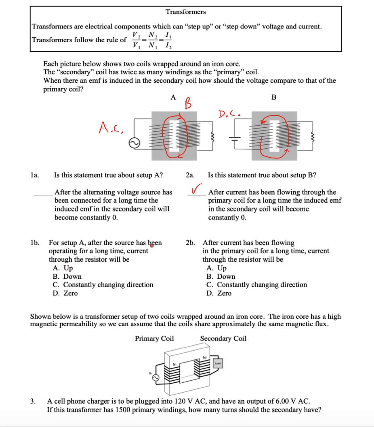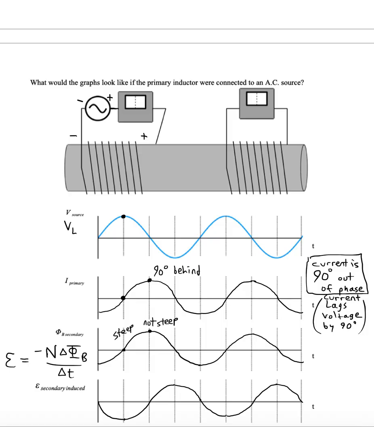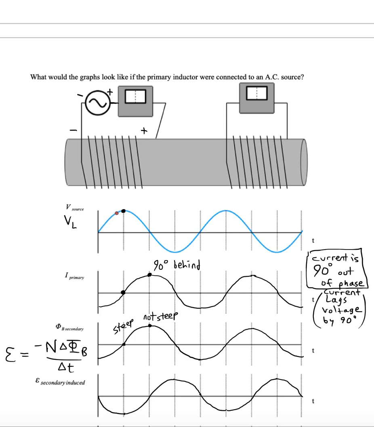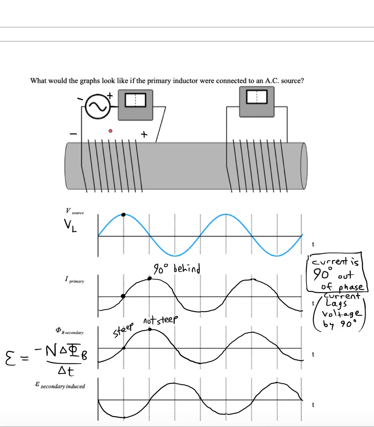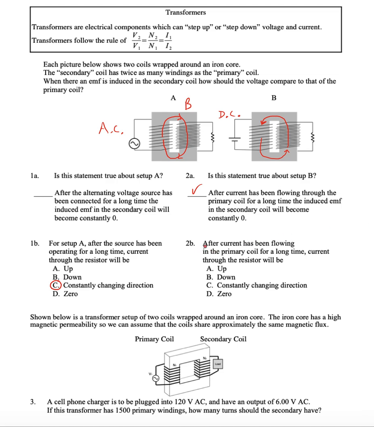For setup A, after the source has been operating for a long time, current through the resistor will be constantly changing direction. We showed that here when we showed that the source voltage had a nice sinusoidal shape, and then the voltage induced in the second coil would also have a sinusoidal shape. So interestingly, connecting just one of these coils to the AC source generates an AC voltage in the secondary coil. However, in example B here, after current has been flowing in the primary coil for a long time, the current through the resistor will be zero.